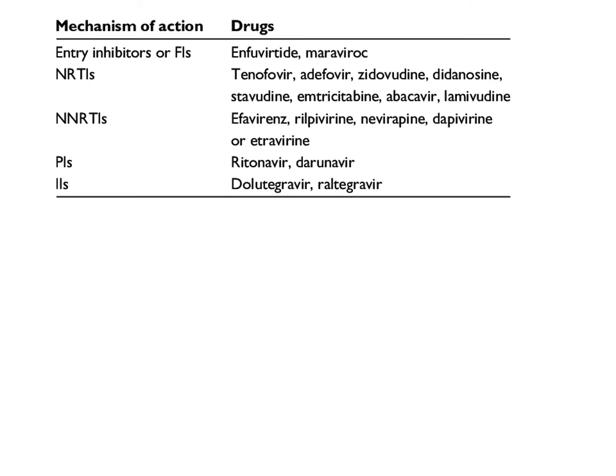Now we're going to discuss a few of the antiretroviral therapies. There are about 5 groups of drugs which can be used to treat HIV. The first one is the entry inhibitor, also called fusion inhibitor. The common example is enfuvirtide. Then we have NRTIs, nucleoside reverse transcriptase inhibitors. They are tenofovir, adefovir and emtricitabine. Then we have non-nucleoside reverse transcriptase inhibitors such as efavirenz or nevirapine. Then protease inhibitors such as ritonavir and darunavir. Then integrase inhibitors such as dolutegravir and raltegravir.